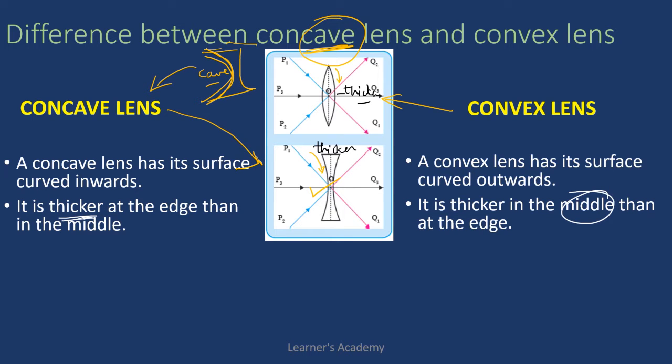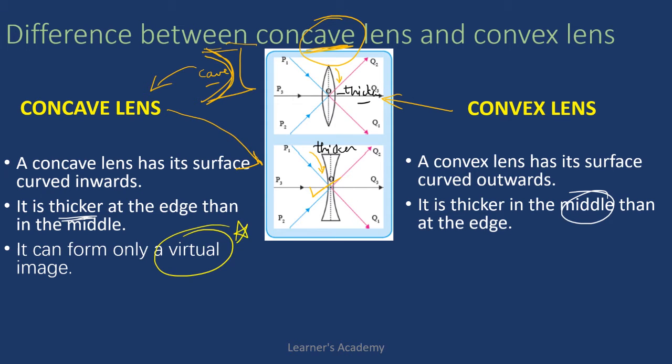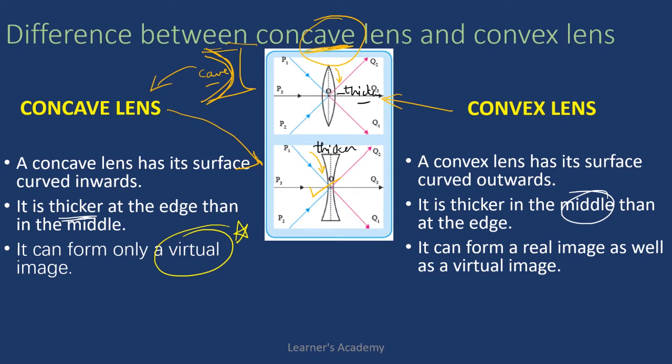All right. The next point is that the concave lens can form only virtual image. This is very important. On the other hand, a convex lens can form a virtual image as well as real image. It can form real as well as virtual image.